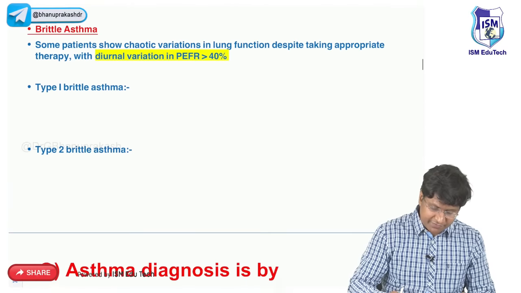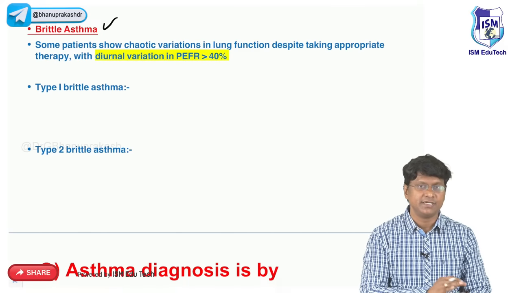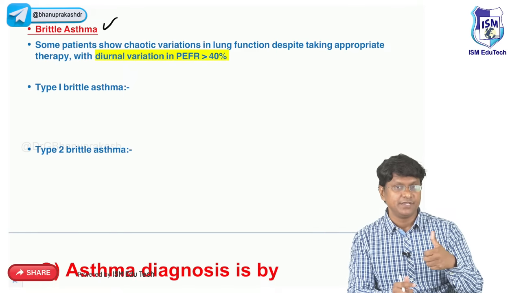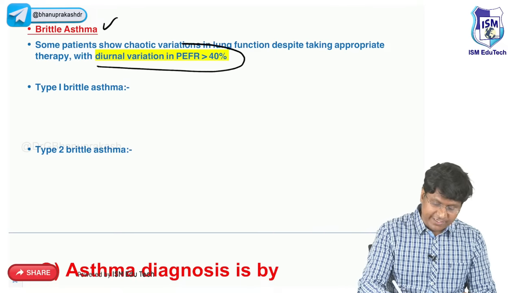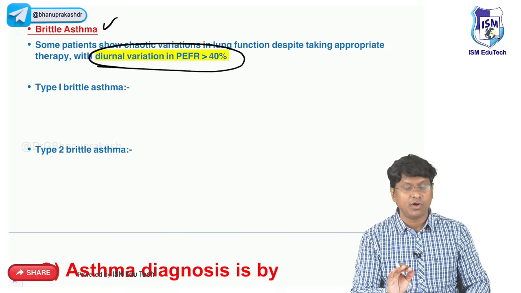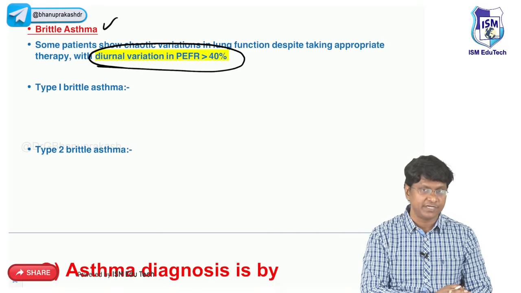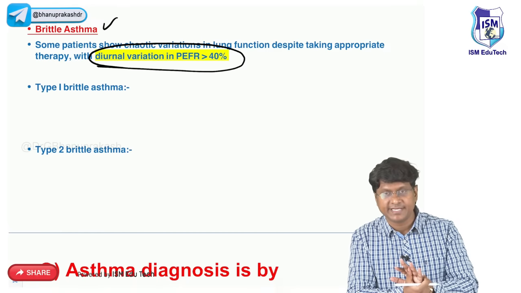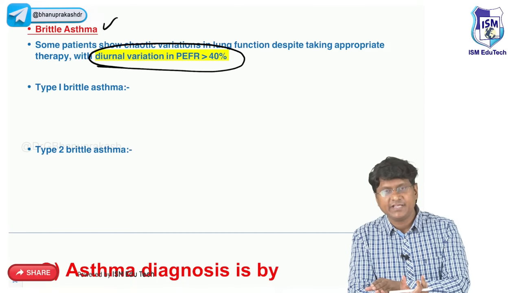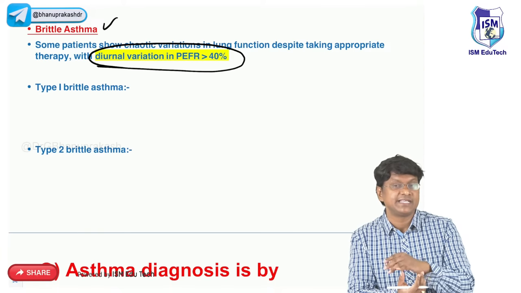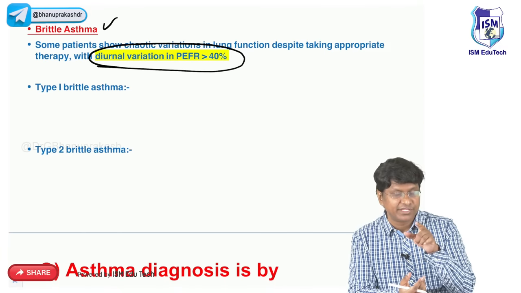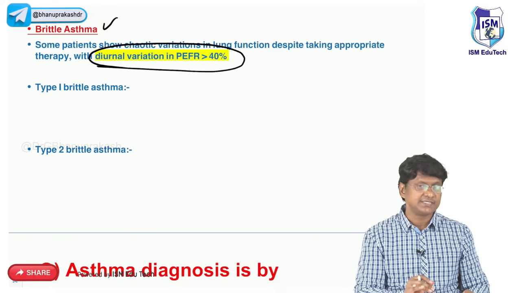Then we have another important variant of asthma called brittle asthma. What is brittle asthma? Some patients show chaotic variation in lung function despite taking appropriate therapy. How much is that variation? The diurnal variation of peak expiratory flow rate is more than 40%. Early in the morning, the peak expiratory flow rate may be something like 80%, and later in the evening it may be something like 30%. That means your peak expiratory flow rate is reduced by more than 40%, and we call it brittle asthma.